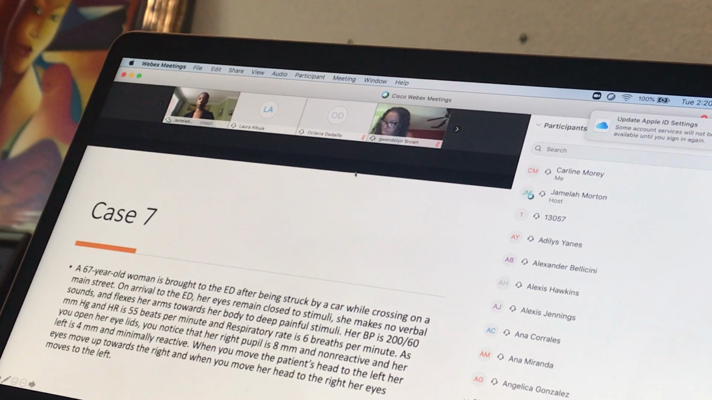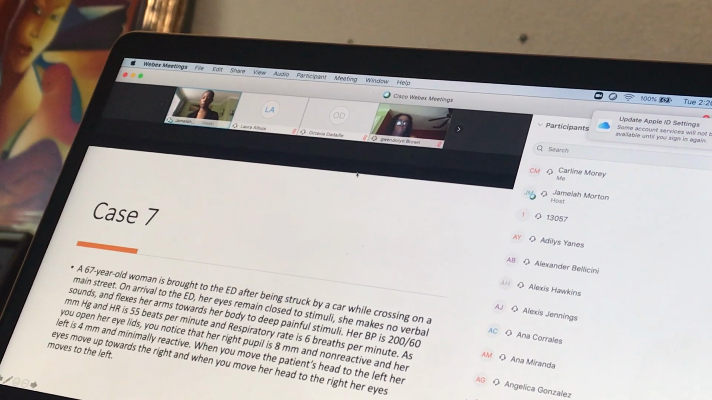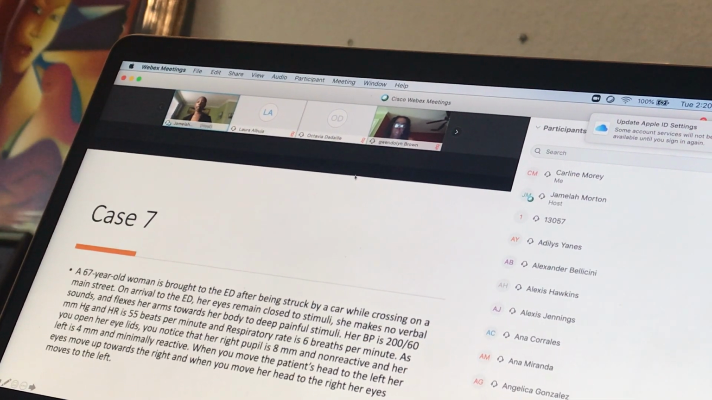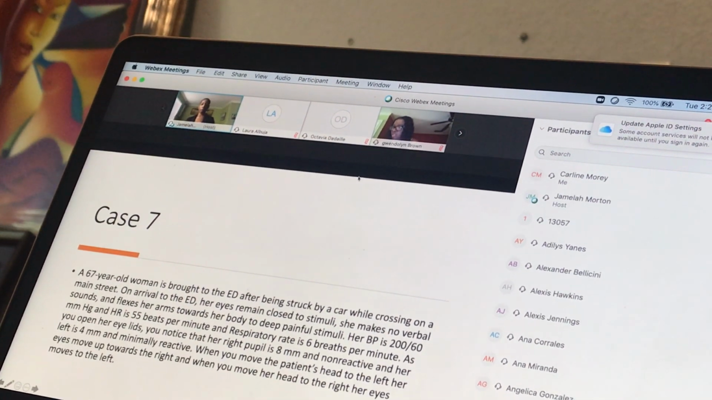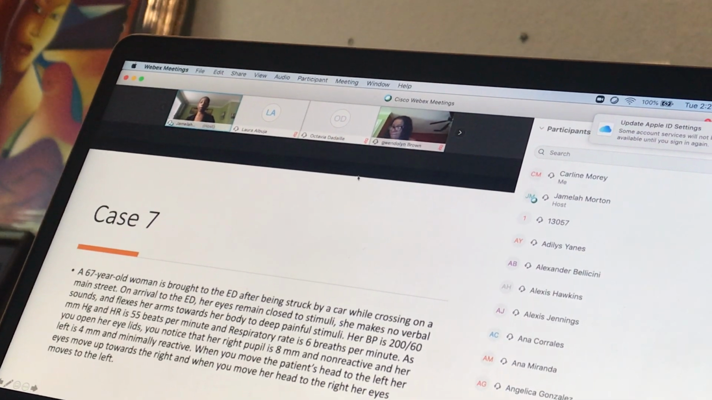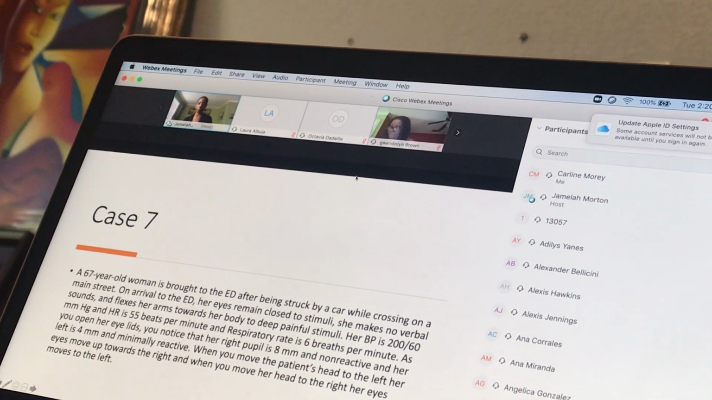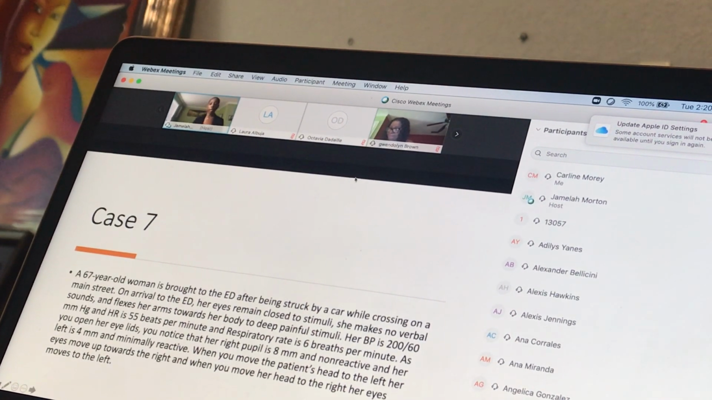She is flexing. Yeah, flexing. Is flexing considered decorticate or decerebrate? Decorticate. Decorticate posturing. Okay. So decorticate to the core. Decerebrate, they're extending and pushing their legs out. Okay. So you have decorticate posturing to the core, decerebrate posturing, they're extending.